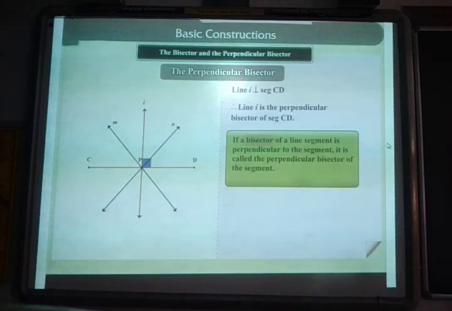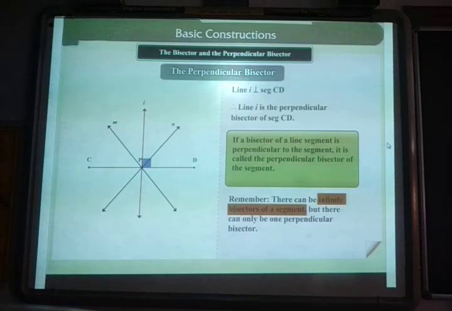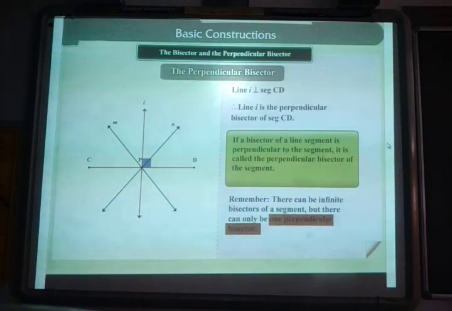If a bisector of a line segment is perpendicular to the segment, it is called the perpendicular bisector of the segment. Remember that there can be infinite bisectors of a segment, but there can only be one perpendicular bisector.